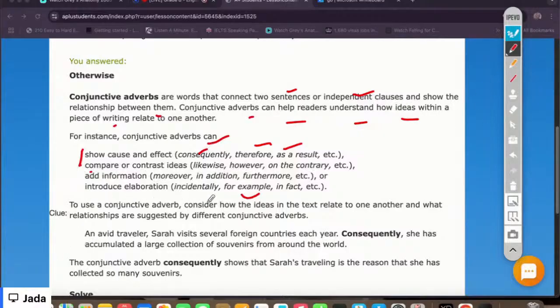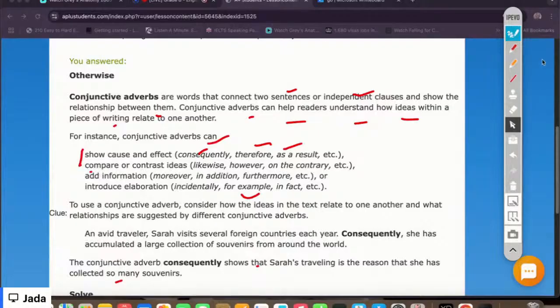So to use a conjunctive adverb, consider how the ideas in the text relate to one another and what relationships are suggested by different conjunctive adverbs. An avid traveler, Sarah visits several foreign countries each year. Consequently, she has accumulated a large collection of souvenirs from around the world. So, consequently shows cause and effect. The conjunctive adverb consequently shows that Sarah's traveling is the reason that she has collected so many souvenirs.